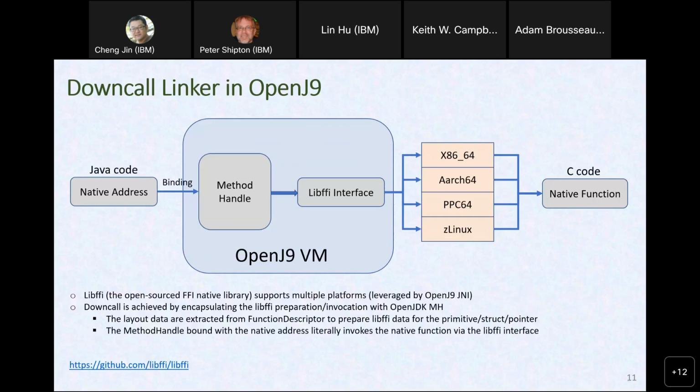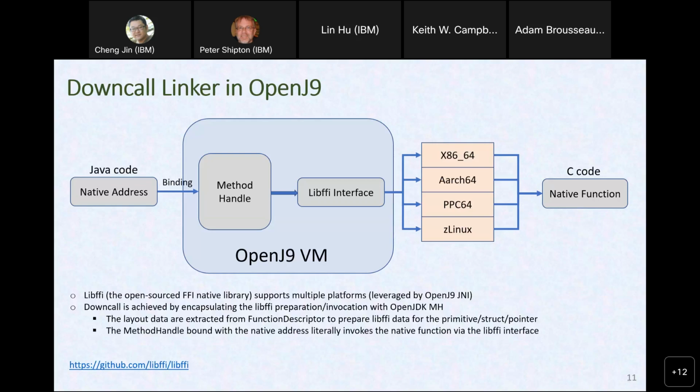What we did for the downcall is encapsulate the libFFI procedures with method handles. It includes the FFI data preparation for the arguments and return values and the native invocation. To enable the FFI call in native, the native address is bound to the method handle to ensure it can be used by libFFI, and the data information for the arguments and the return value are extracted from a function descriptor, which is defined in OpenJDK.